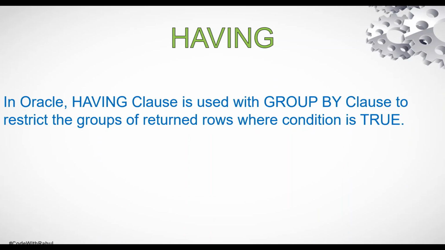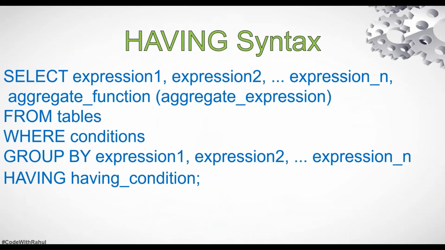Now let's come to the next topic, having. In Oracle, having clause is used with a group by clause to restrict the groups of returned rows where condition is true. So having is always used with a group by clause. So you can have a look at the syntax. Each and every syntax is same. You can see that select star from table name where and then group by. Just we have to use having keyword and then having condition.